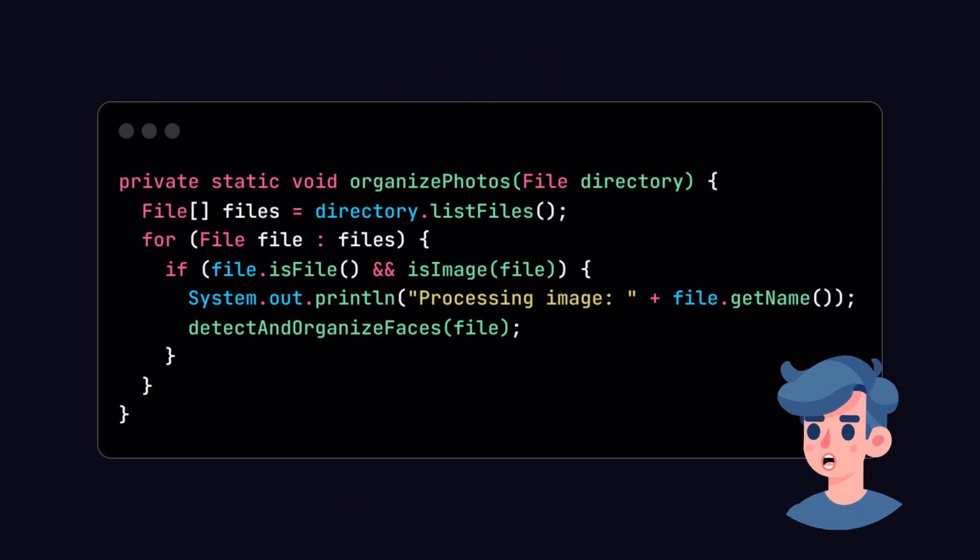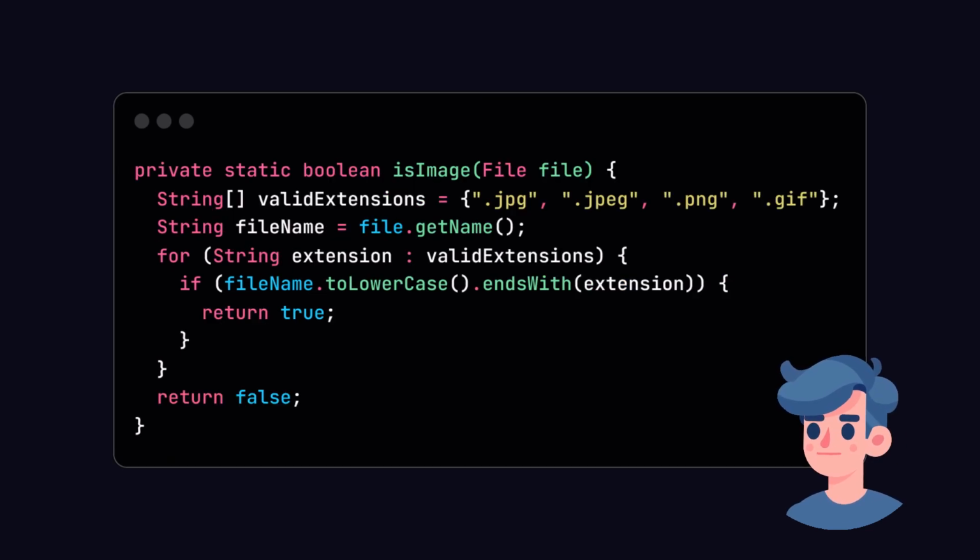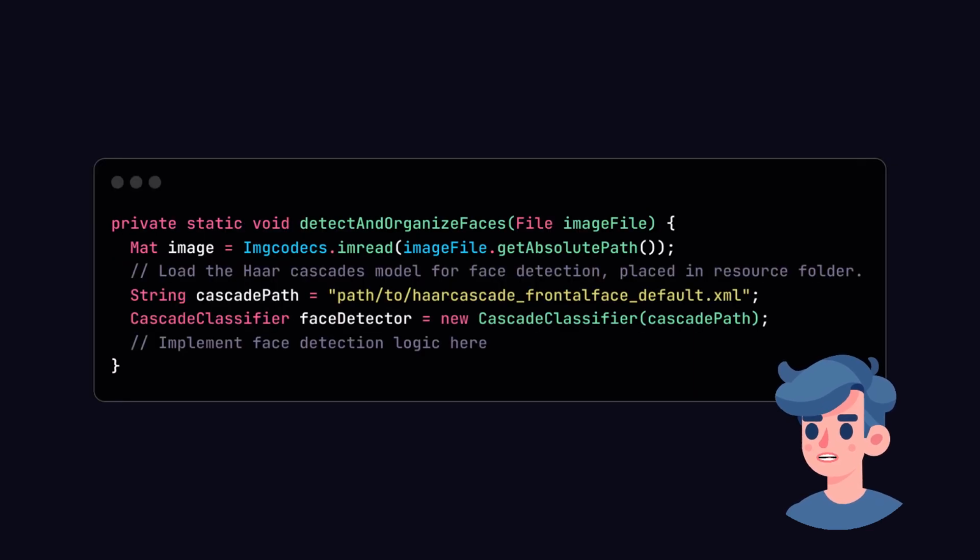Now let's proceed to implement the organizePhotos method. We'll use the Haar Cascades model to detect faces in our photos. First, update the organizePhotos method to loop through each image file in the directory. To check if a file is an image, we need to implement the isImage function. This function will verify the file extension. Here's how it looks.